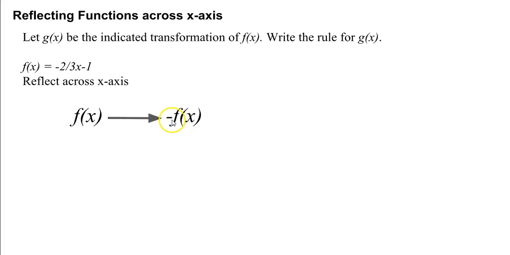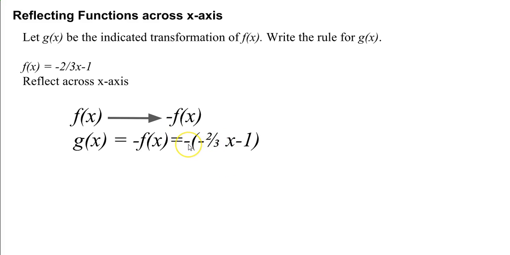So on this one, our negative is going to be on the outside, because it's multiplying the y-coordinate, not just the x. And so g of x is equal to negative f of x, and we can put this entire function here inside the parentheses, so the entire function will be multiplied by the negative.